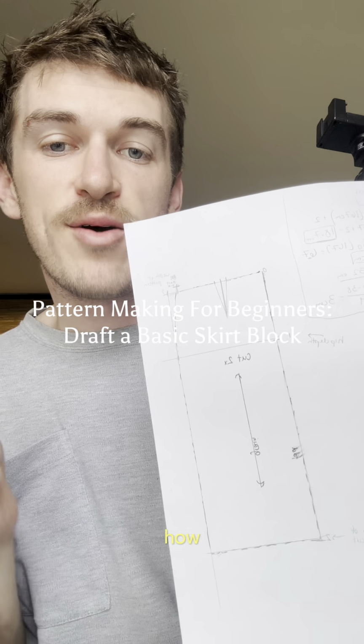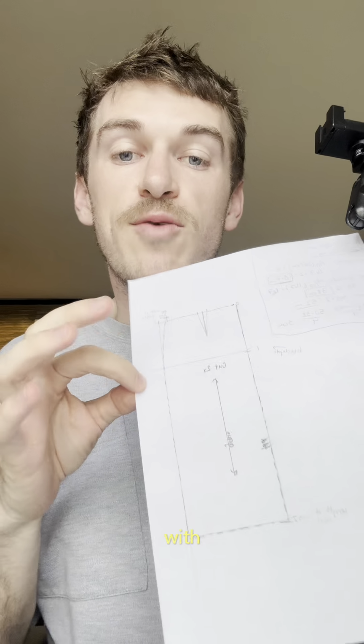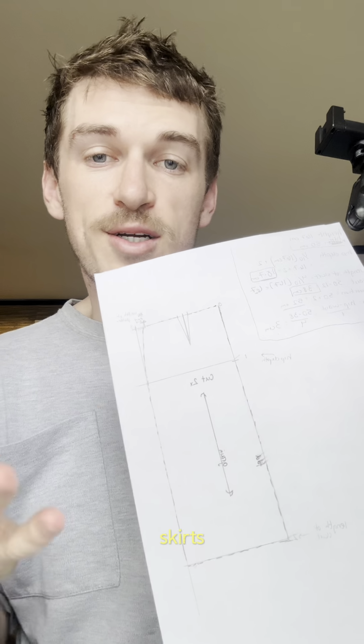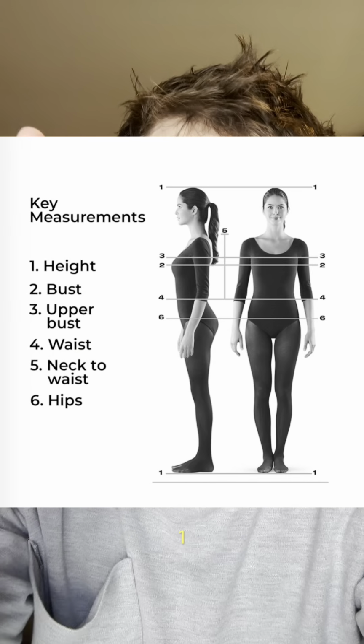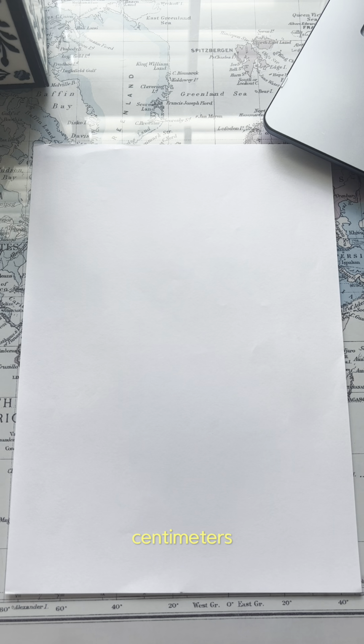Today I'm going to teach you how to draft your own skirt. It's super simple, it just takes a few steps. And with this, you'll be able to sew and make skirts that are perfect to your measurements. Now to get started, you just need two measurements. One, it's your height, and the second is the circumference of your hip. This tutorial will be in centimeters, but I do believe it is the easiest way to learn.